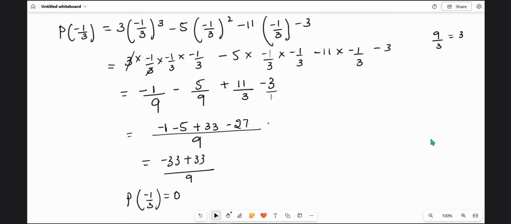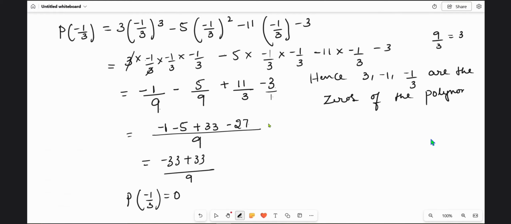So now we have verified that all the 3, minus 1, minus 1 by 3, all the 3 are the zeros of this polynomial. Okay. Hence 3, minus 1, minus 1 by 3 are the zeros of the polynomial. Okay.